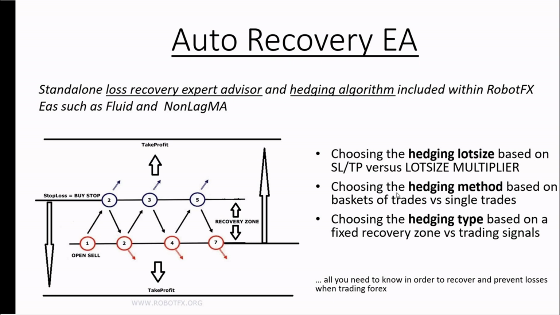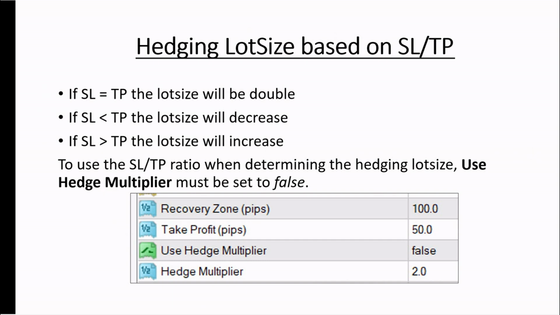It can choose a hedging method based on the basket of trades, or a single trade, which is the lot size. Or a trader can choose a hedging type based on the fixed recovery zone, or trading signals, which is trading with the trend. Now, let's see them one by one.